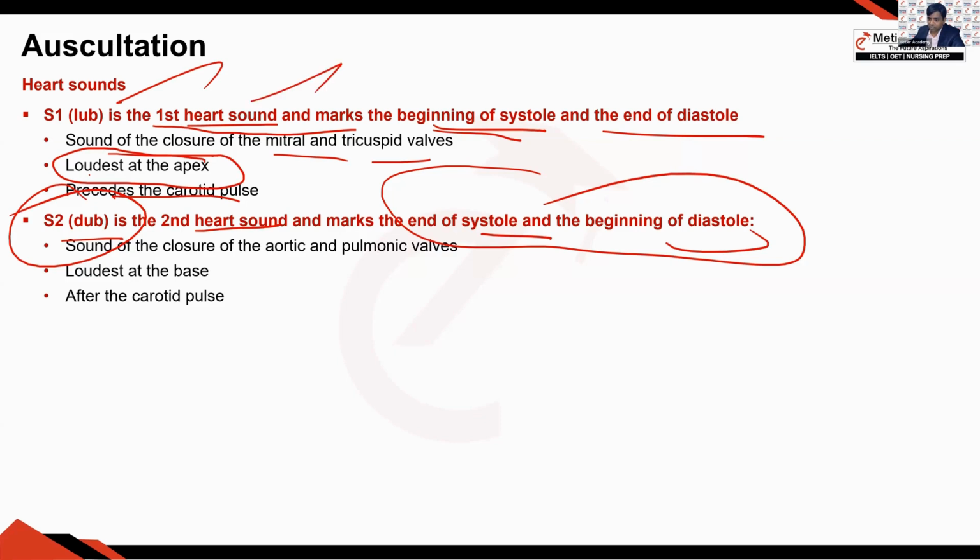S1 is the first heart sound, it marks the beginning of the systole and the end of the diastole. S2 is the second heart sound, it marks the end of the systole and the beginning of the diastole. Okay.